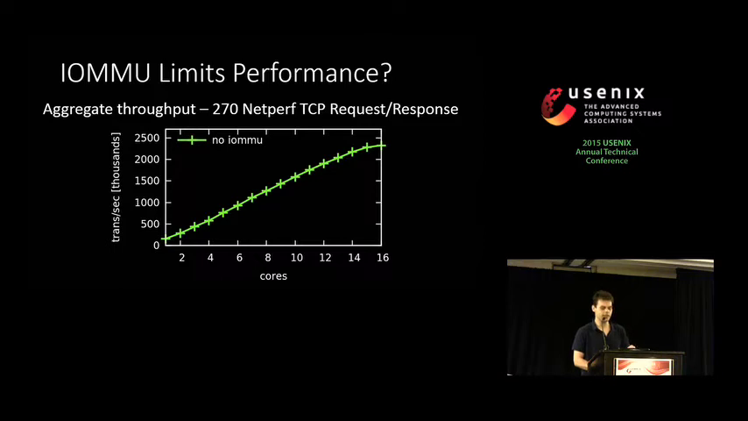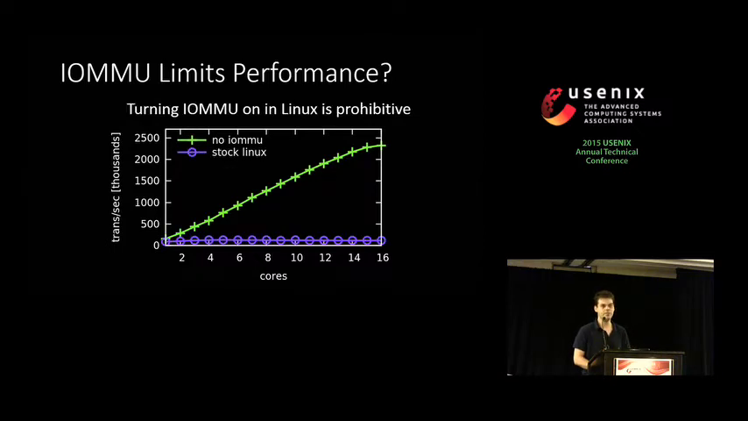Turning the IOMMU on in Linux, though, causes a significant performance meltdown. You can get almost no extra benefit from the fact that you are adding additional cores. And the question is whether we attribute this overhead to the hardware overhead of translating each access to the memory, or to the software overhead. As we said, we have to do a map operation before every DMA transaction and an unmap afterwards.